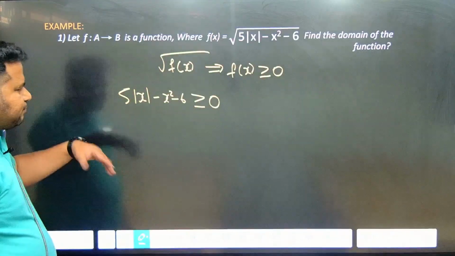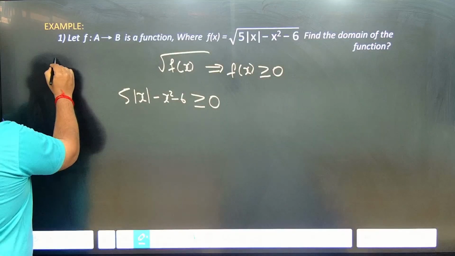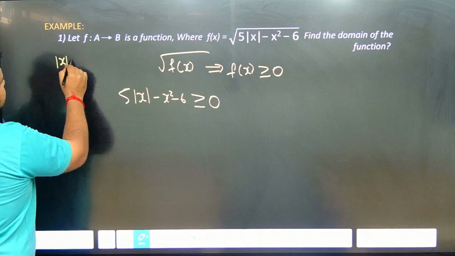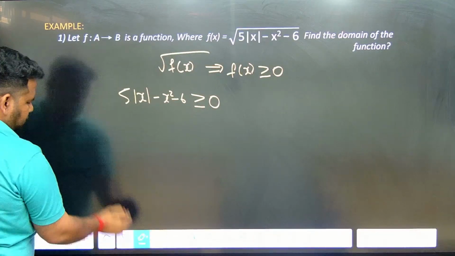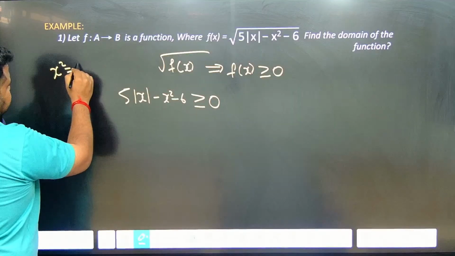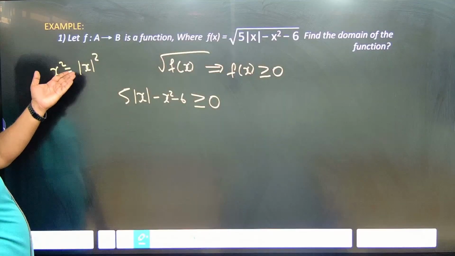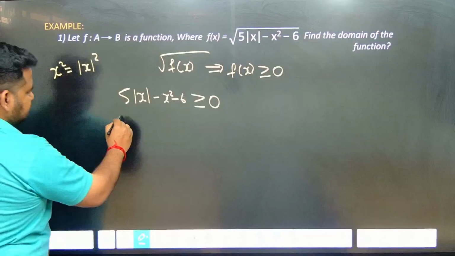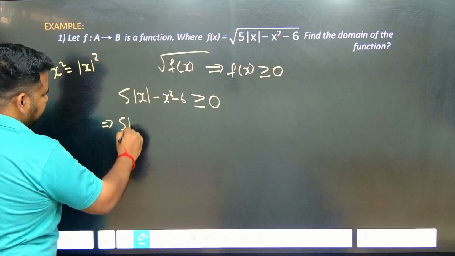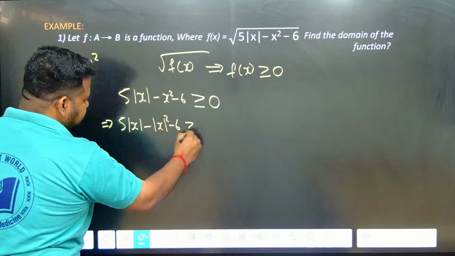Here I have to do some modifications. So see here, what I will do is take mod x. Mod x is equal to x means x square can be written as mod x whole square. Why? Because if x takes even a negative value, on squaring it will become positive. So x square I can write as mod x whole square. So this entire thing will become 5 times mod x minus mod x whole square minus 6 is greater than or equal to 0.